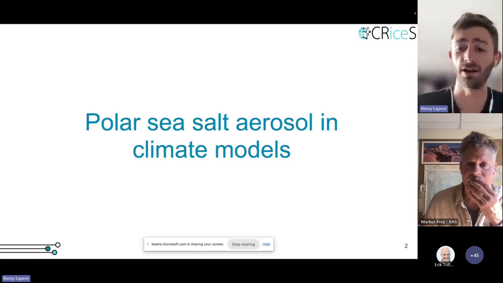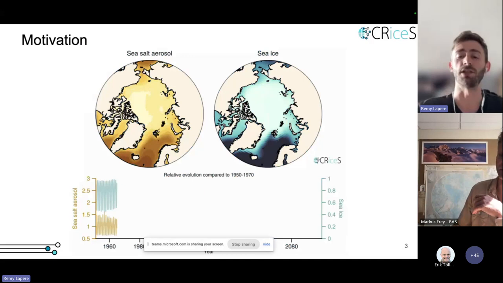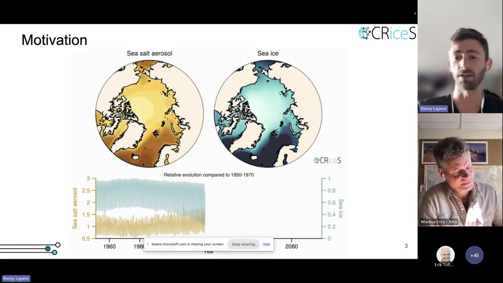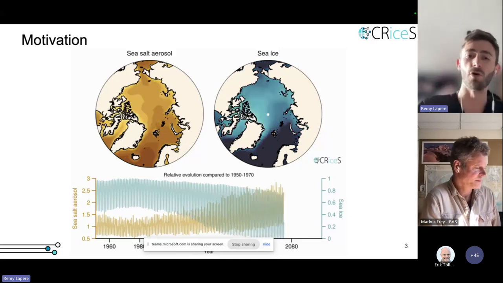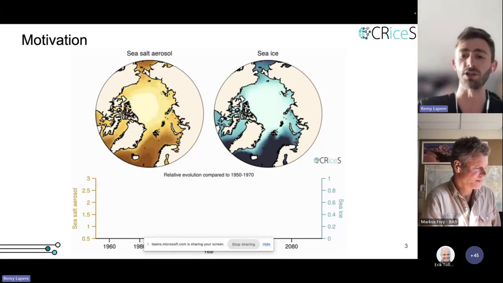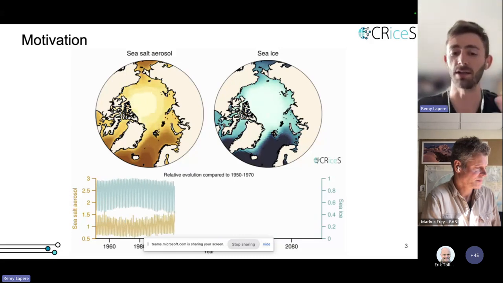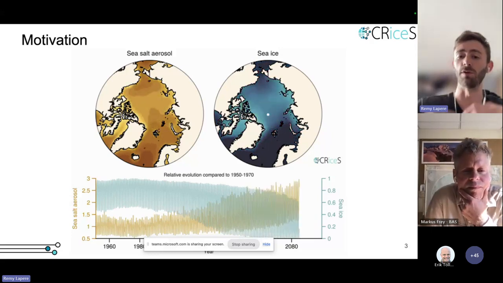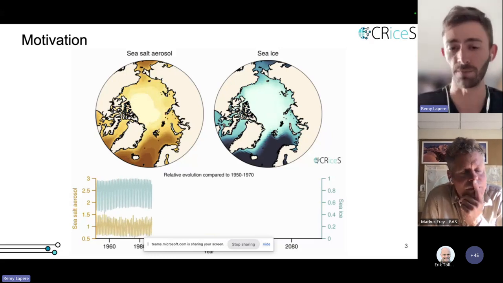And if not, should they care about it? Should they do something about it? The underlying motivation is illustrated here. In a warmer climate, there's less and less sea ice, meaning that there's more and more open ocean in the Arctic. And more open ocean means more resuspension of sea spray from the ocean into the atmosphere. So if we believe that sea spray is important for climate, as Markus said, then it's important to get it right in the climate models if we want to reproduce the climate accurately, not only now, but also in future projections.